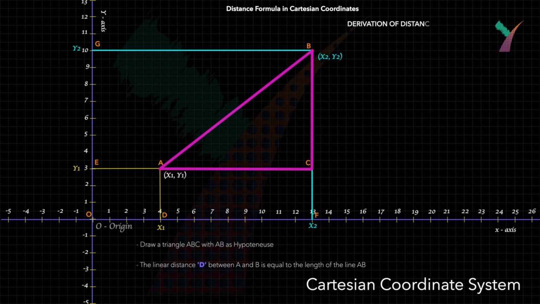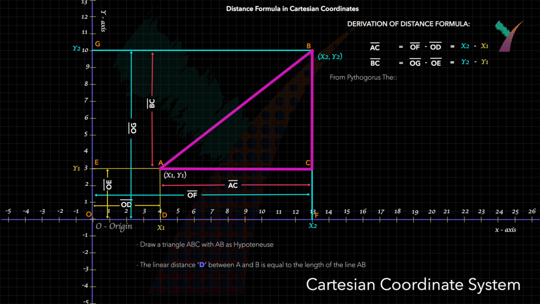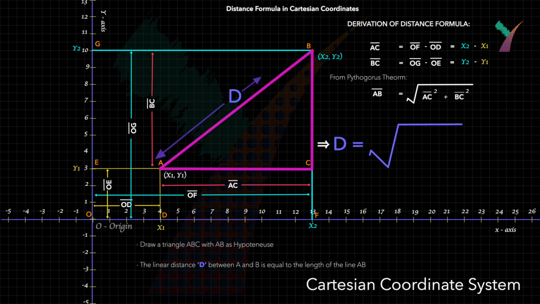The linear distance between A and B, which is the length of the line AB, can be easily derived using Pythagoras Theorem. It can be easily seen that the length AC is equal to x2 minus x1 and the length BC is equal to y2 minus y1. Since ABC is a right angle triangle with AB as hypotenuse, we can apply Pythagoras Theorem. Therefore, AB is equal to square root of AC square plus BC square. And the distance formula, which is the distance D between A and B, works out to D is equal to square root of x2 minus x1 the whole square plus y2 minus y1 the whole square. This is an important tool employed frequently in solving many mathematical and physical challenges.